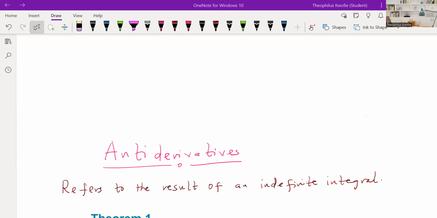But what is the relationship between differentiation and antiderivatives? So the anti, as the name implies, is always like the opposite of something, which basically means the reverse or the opposite of differentiation. So that's what antiderivative is about. Another interesting thing about the antiderivative is that it refers to just the result of an indefinite integral. As we go on, we'll touch on what the indefinite integral is about, so that we can really understand that. So stay with me.